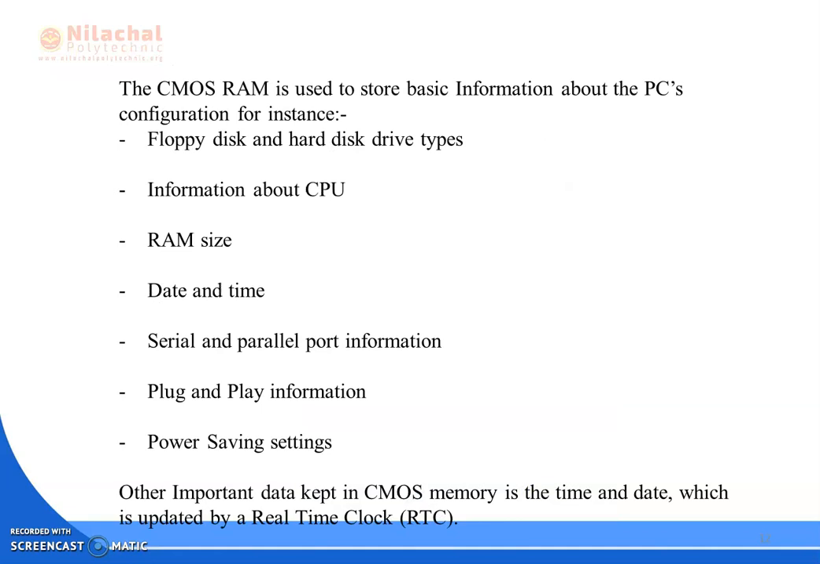So we will see some of the functions, or what user configurations are stored in CMOS. The CMOS RAM is used to store basic information about the PC's configuration, such as floppy disk and hard drive types, information about CPU, RAM size, date and time, password, serial and parallel port information, plug and play information, and power saving settings. Some important data are also kept in CMOS memory, such as time and date, which is updated by the RTC, that is, the real time clock.